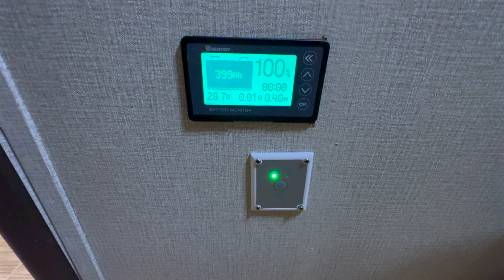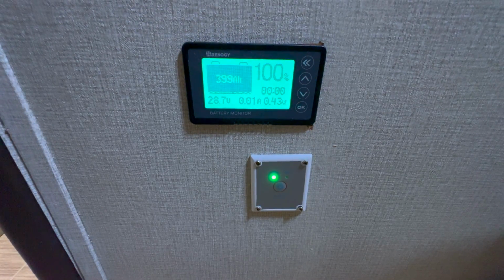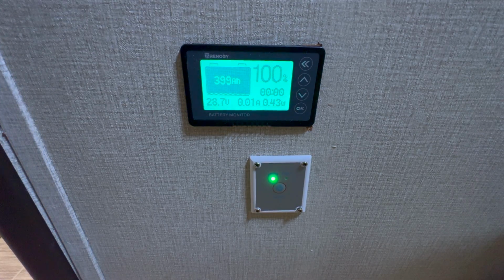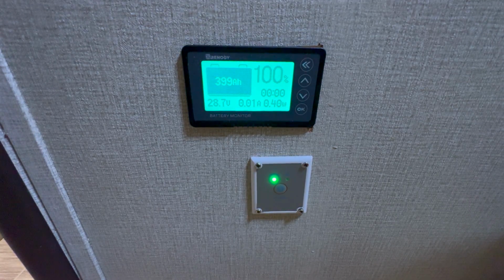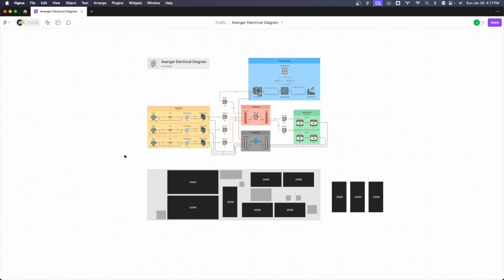So I mounted these in the bathroom. This is the shunt monitor and also the inverter remote shutoff, so you don't have to open up that panel. So here we have a diagram that I put together before I started this project, just to make sure that I had all my wire gauging straight, fuse sizing straight, how I'm going to be able to put the solar panels onto the roof.